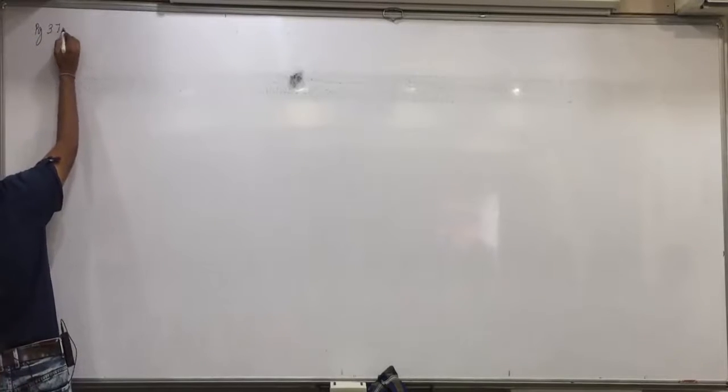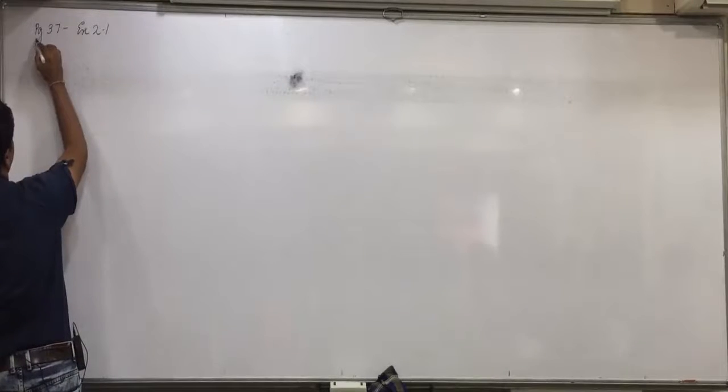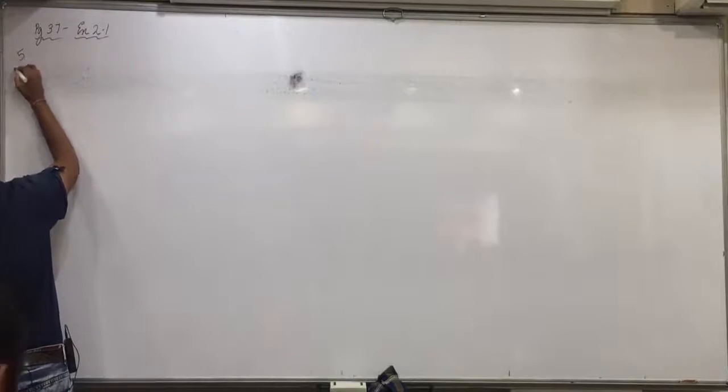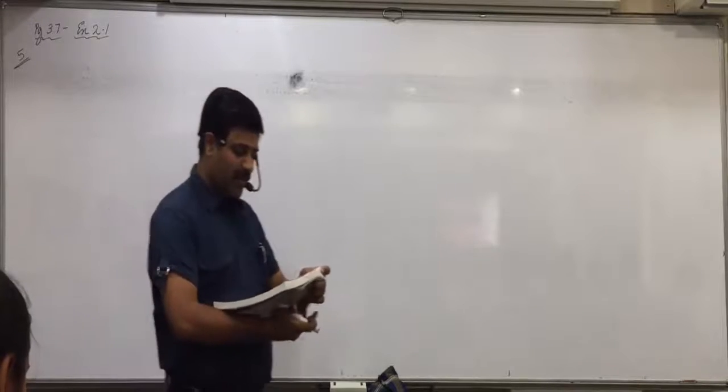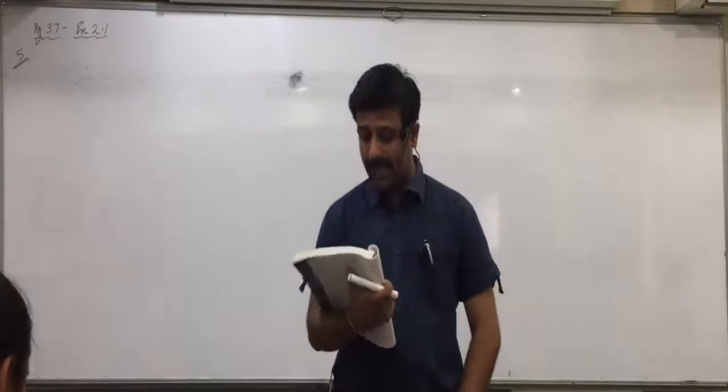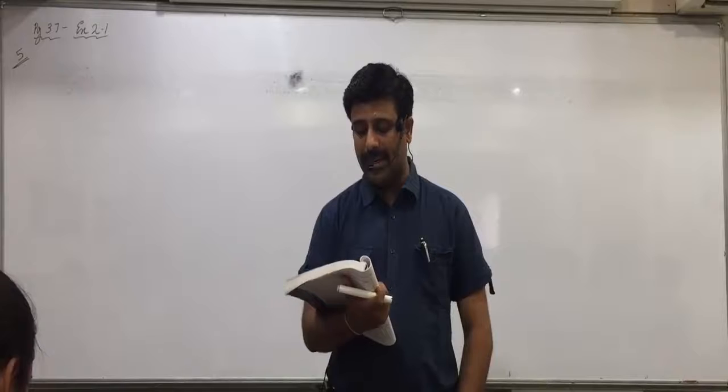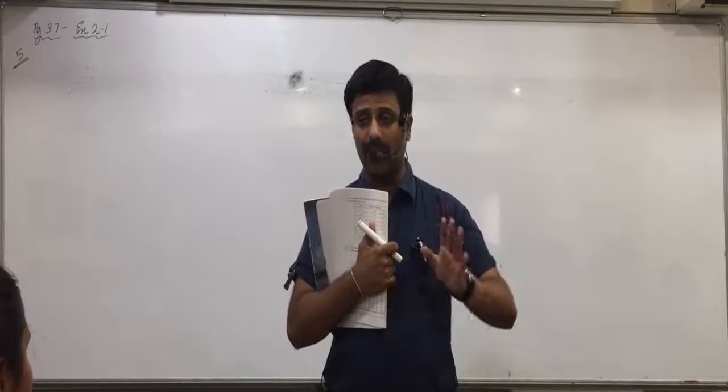Page 37, question 5. Page 37, exercise 2.1, question number 5. Do you all take it out? Look at the question. From the following frequency distribution, obtain less than and more than type cumulative frequency distributions. You obtain both of them.